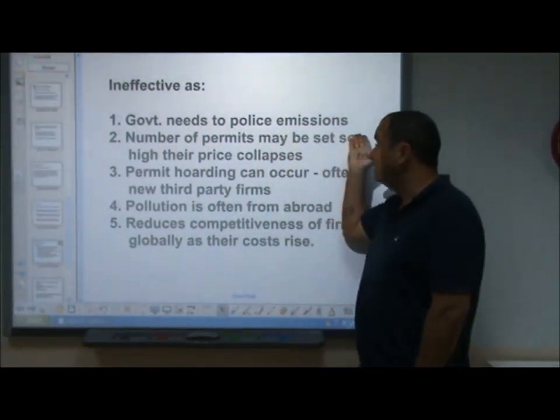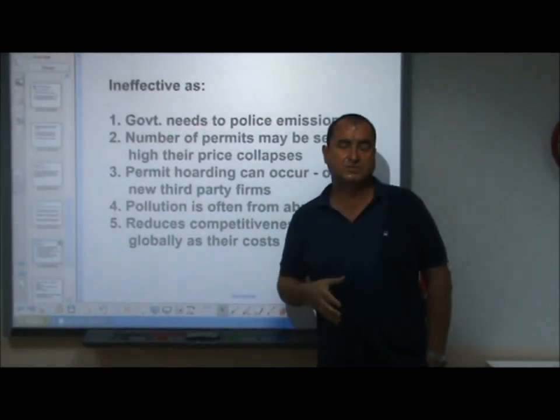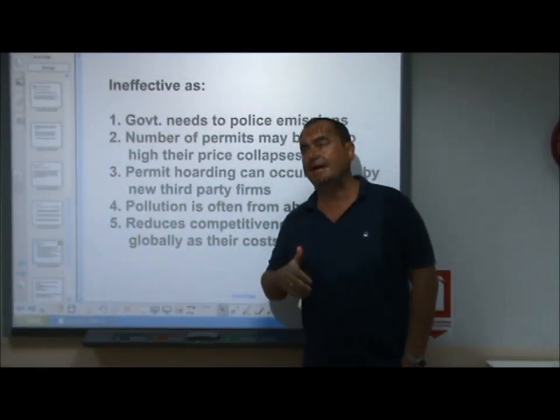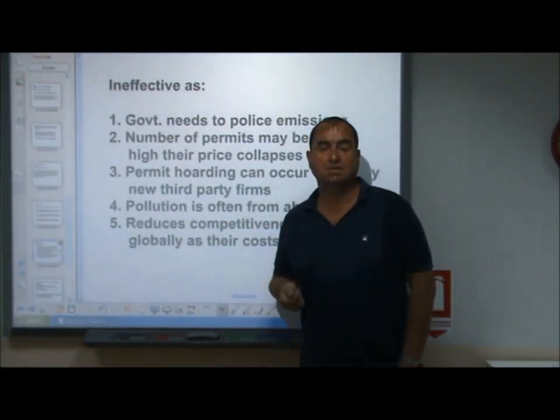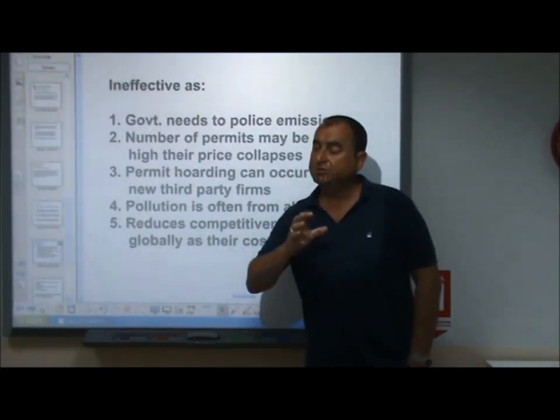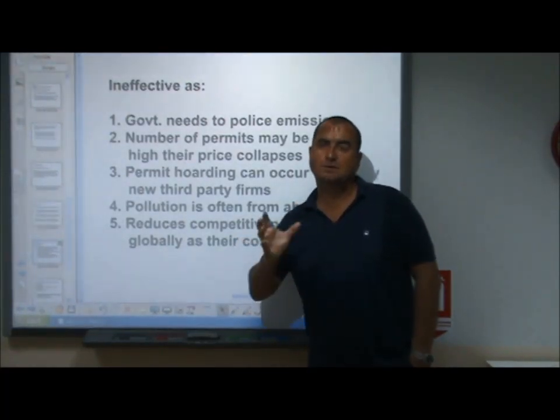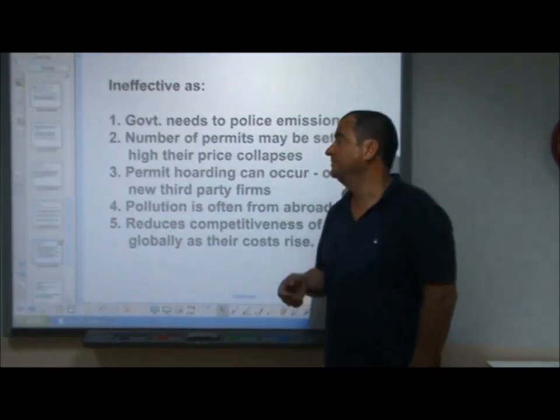The government needs to police the emissions. It needs to check the emissions, and that's expensive, and there may be corruption, and it might be difficult to measure and assess whether the firms are keeping to their limits.